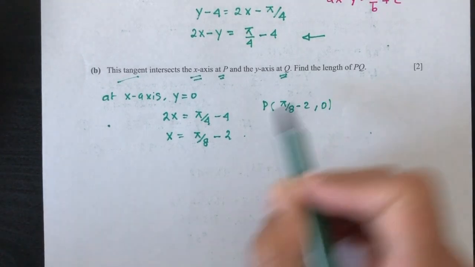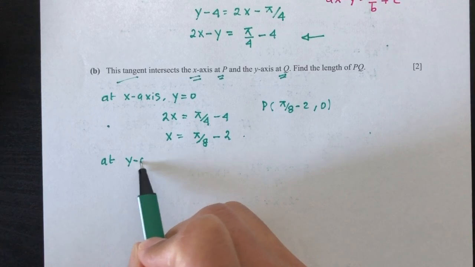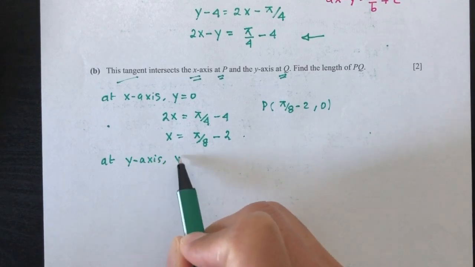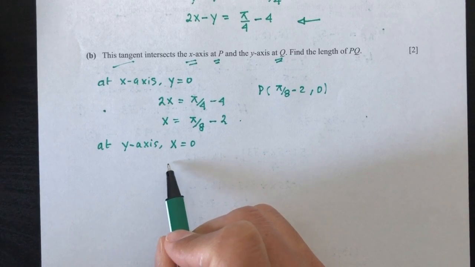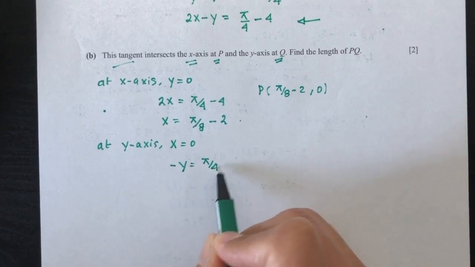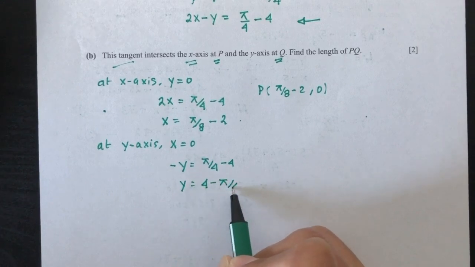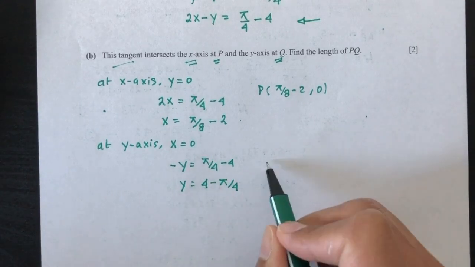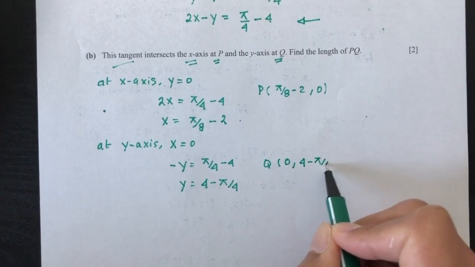That's the point P. Now point Q is on the y-axis. So at the y-axis, we know x is equal to 0. So from this, same thing again. So 0 minus y equal to pi by 4 minus 4. So y becomes 4 minus pi by 4. So that's your point Q. Q will be 0, 4 minus pi by 4.